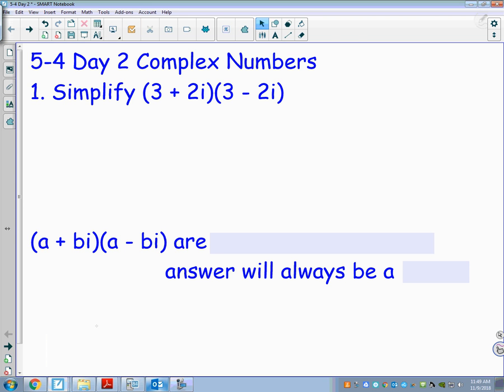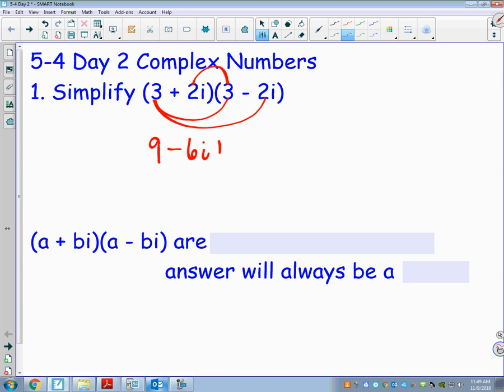Okay, so continuing with our complex number stuff. We ended the first day talking about multiplying. What if you multiply these two? Notice they're the same in each parenthesis except for one's a plus and one's a minus. If you multiply them together, you would get 9 minus 6i plus 6i minus 4i squared.